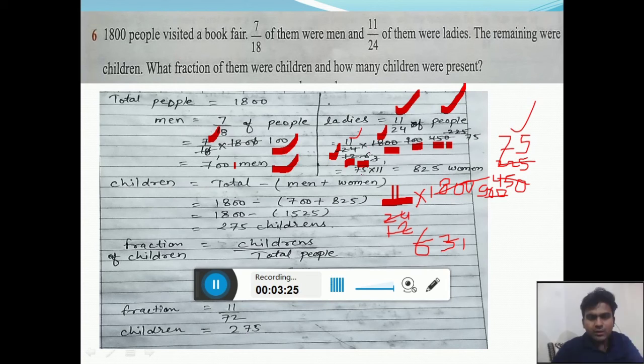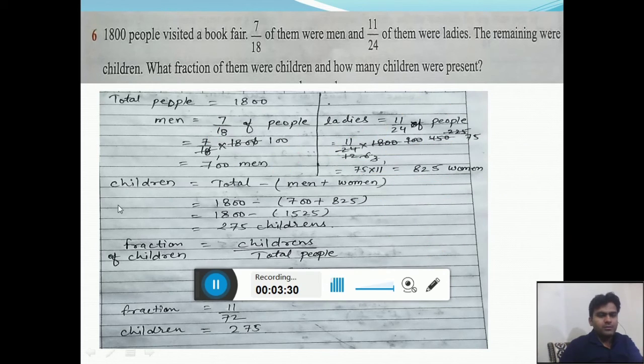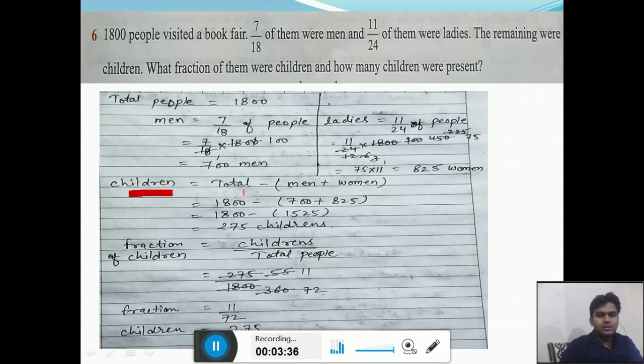So 11 into 75 will equal 825 women. Now the number of children, what is it? Total minus men plus women. So by adding the number of men and number of women, we subtract that from the total, and we will get the number of children. So 1800 minus 700 plus 825, men plus women. So the number of children is 275. So we got the answer of how many children were present.